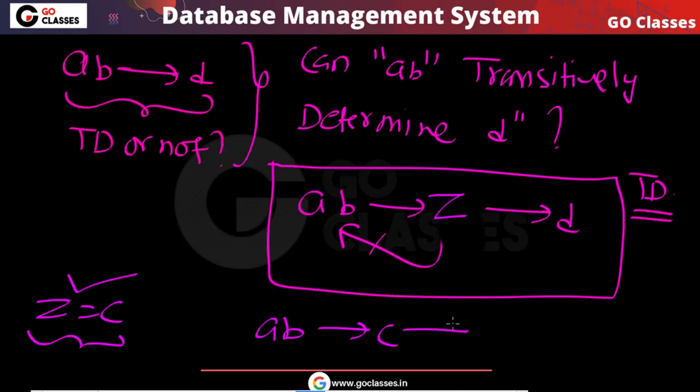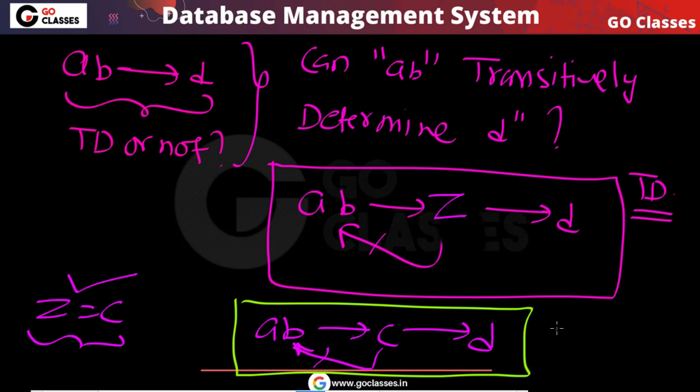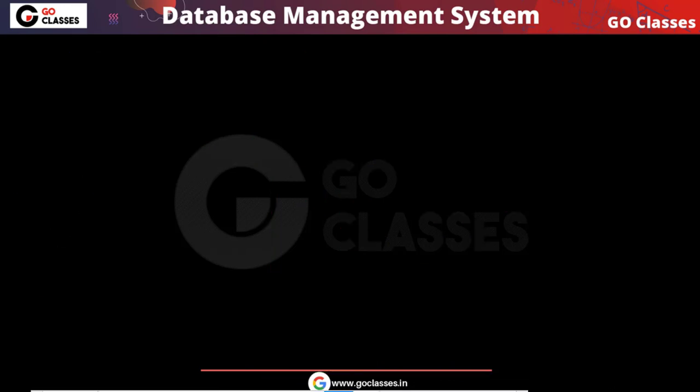C can determine D. And you can notice that C does not determine AB. So you can very easily see that this is a transitive dependency. AB determines D is a transitive dependency. So the concept is very simple. Remember, this is the diagram of transitive dependency.